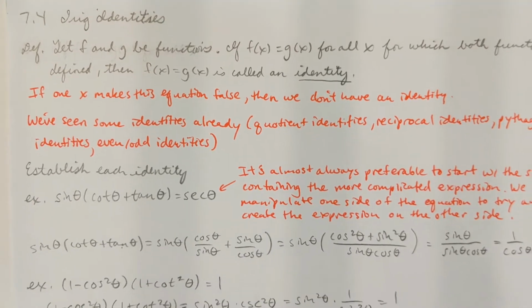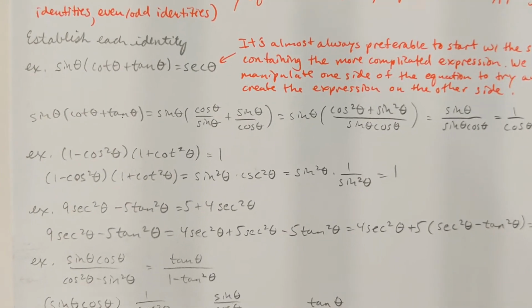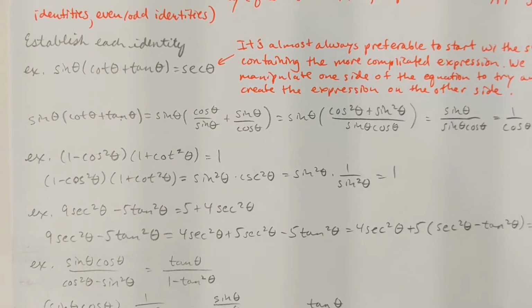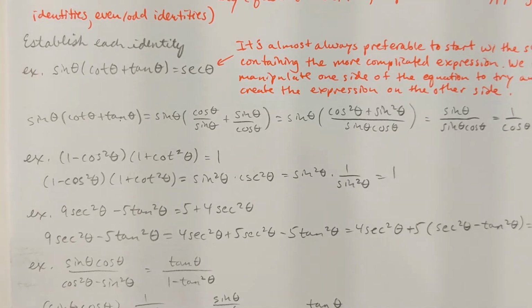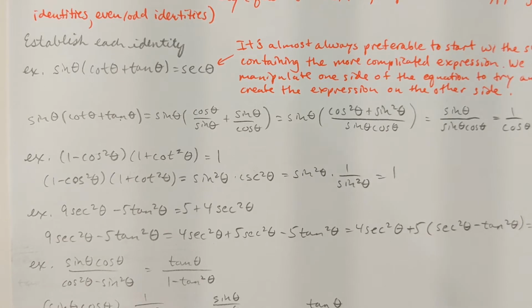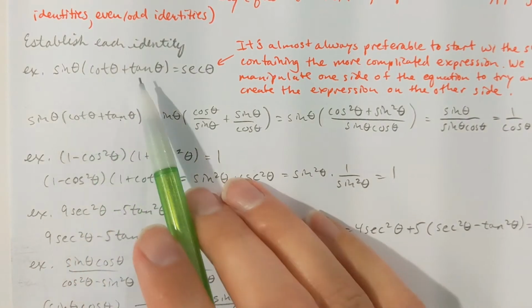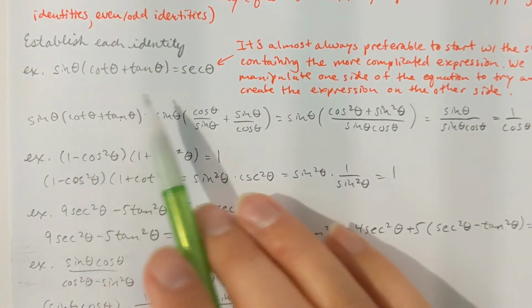So let's take a look at establishing some identities. I've got a bunch of examples here that we'll be working through. And now when you're establishing an identity, again, think of this as a computational exercise. You are not solving for x. You are not solving for theta. Some students will want to do that. Don't do that. You are just simply starting with one side, and you are algebraically manipulating that to get to the other side.